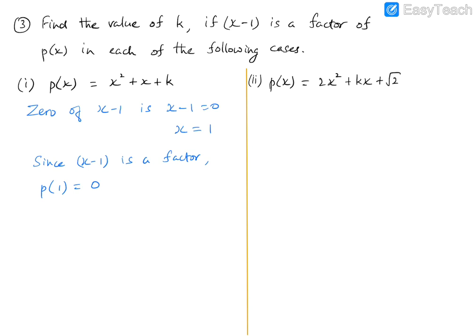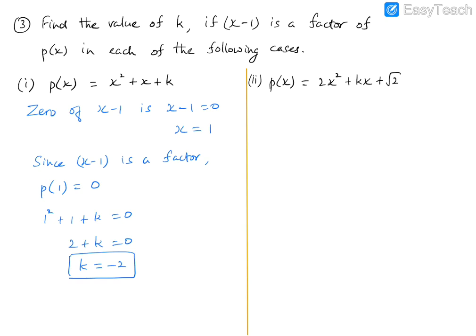So that means p of 1 is basically 1 square plus 1 plus k equals 0. So 1 square is 1, plus 1 is 2. So that means 2 plus k equals 0. Or in other words, we get k equals minus 2. So we are able to solve for k here, and we get the value of k as minus 2.